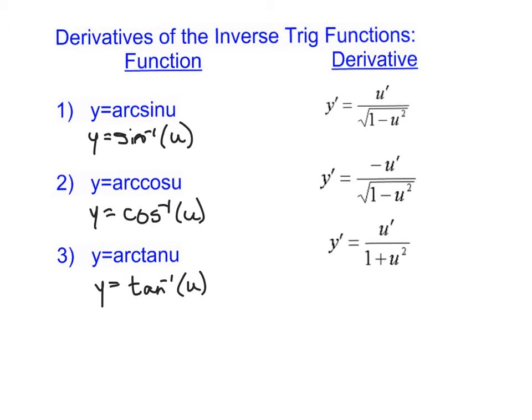For arctangent, we're going to say u prime over 1 plus u squared, and as you can guess, the inverse of the cotangent is going to be the same as the inverse of the tangent, just the negative. So copy down these 3 rules, and then I'll post the next 3. Take a few minutes to pause the video and write down all 6 rules.